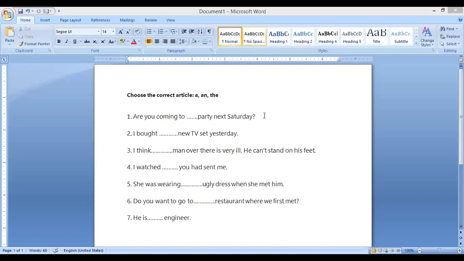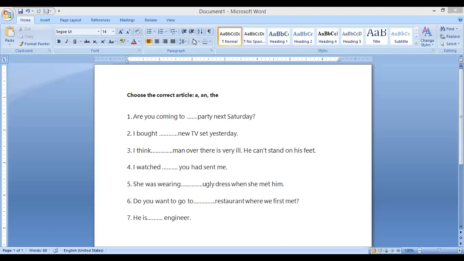Can you see the slide? The screen has changed? Yes. Can you give answers to this? Just type it out. Are you coming to the party next Saturday? The party. The, okay, right. I bought a new TV set yesterday. Right, okay. I'm getting answers.